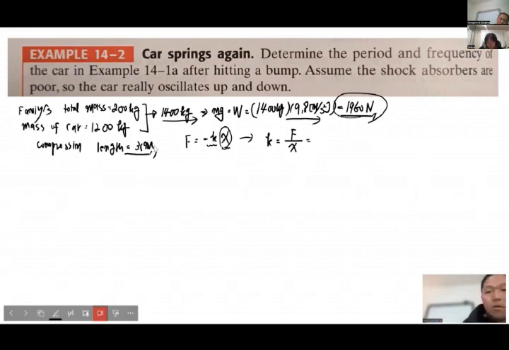So the total amount of force applied to this spring is 1960 Newton, and that force creates 3 centimeter displacement, so that is 3 times 10 to the minus 2 meter. From that, spring constant should be 6.5 times 10 to the 4 Newton per meter.